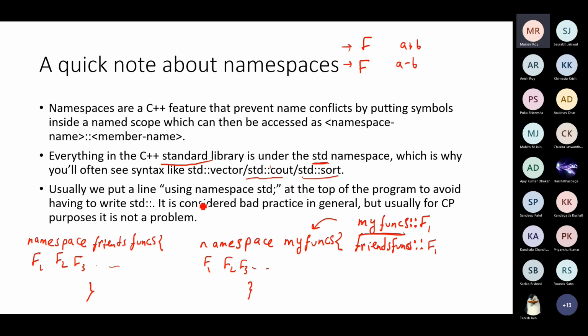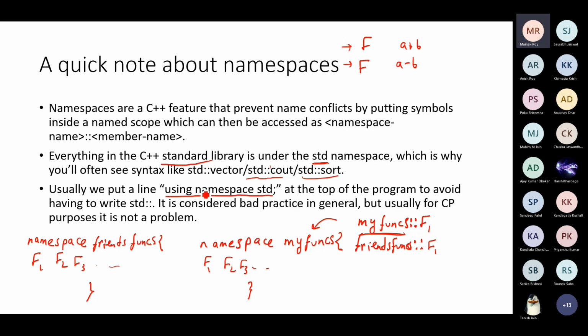Usually, to avoid writing this std every time we refer to something, we use the line called using namespace std. What that tells the compiler is that throughout this program, we assume that whatever we use belongs to the std namespace only. We do not need to write it again and again.